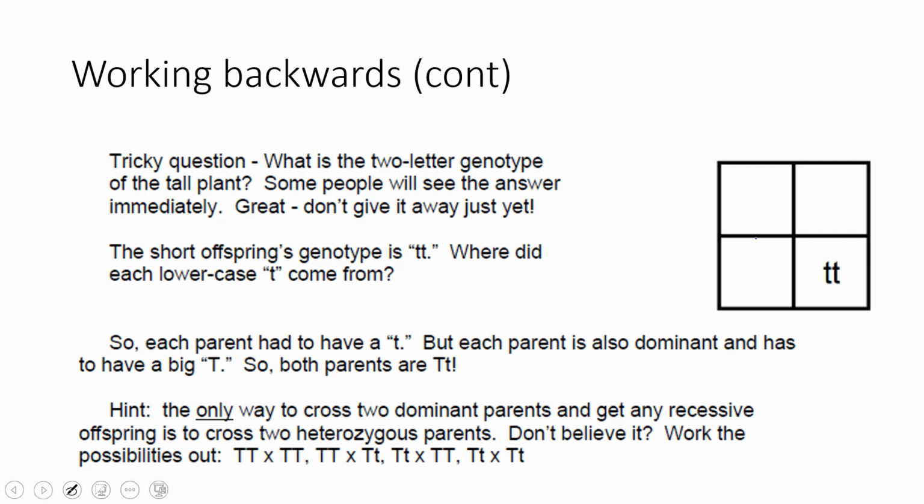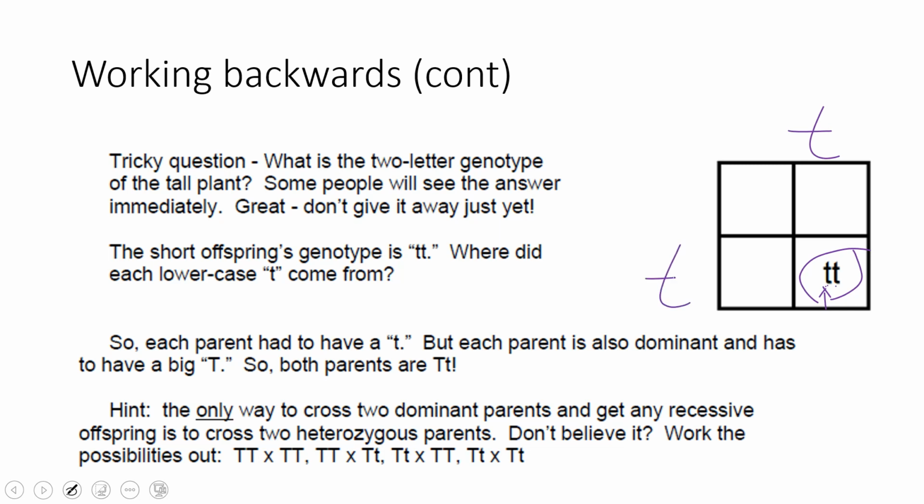If some of our baby pea plants must have been short, because remember 25 out of the 100 ended up being short, then we know that within our Punnett square we must have a little t situation going on. In order for this box to be filled in like this, that means up here there must be a little t, and here there must be a little t.